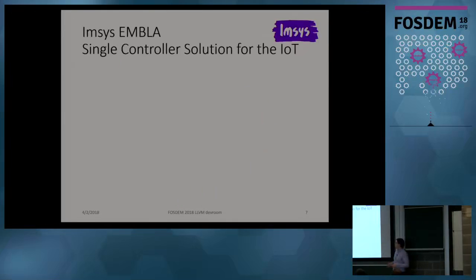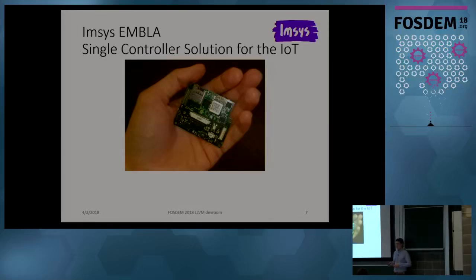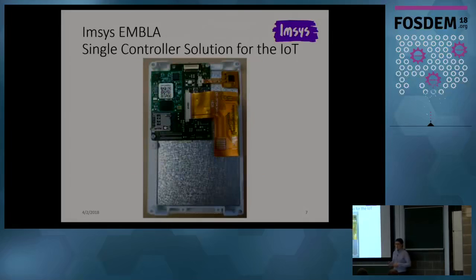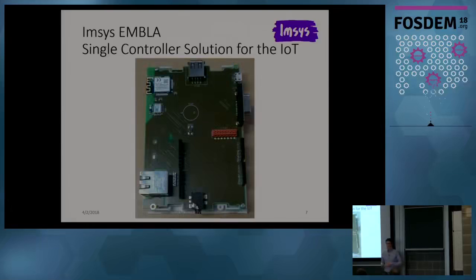As a device, we want to provide a single controller solution for IoT applications. That's the IMSIS Embla. It's a small handful application or a device with some I/O capabilities. It can be connected directly to an LCD display and a touch panel. And the different I/O capabilities can be used with an extension board for which we have a reference design.